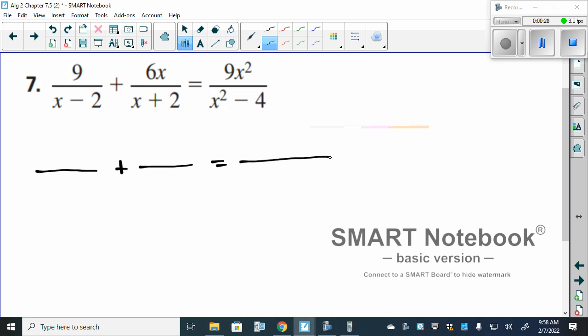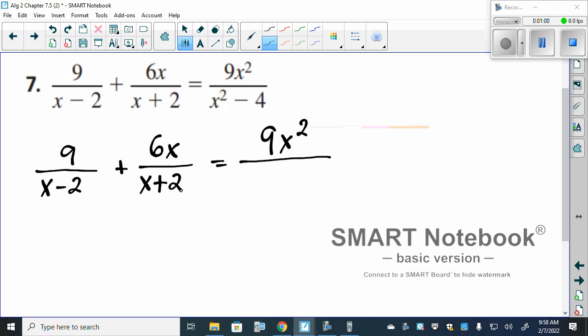Picking up where we stopped on Tuesday, we have this problem here. The first step in solving these is to cancel out all the denominators, because if we can eliminate all the denominators, it's going to make these a lot easier to work. Looking at the three denominators, we have x minus 2 and x plus 2. Both of these are as simplified as it gets. We can't factor them, so we can leave them alone.